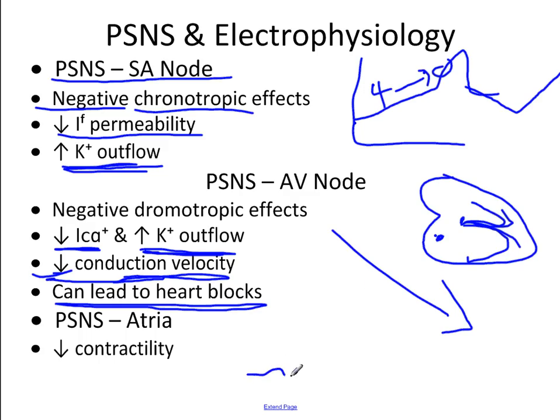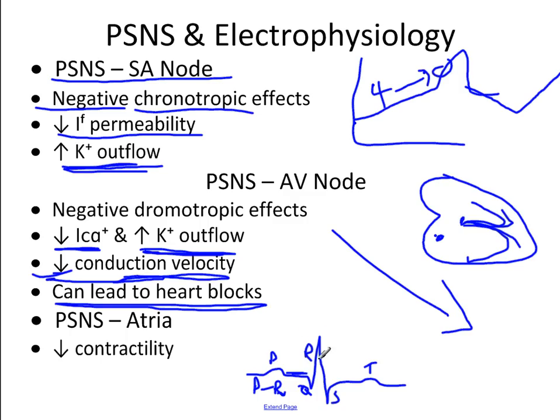So let's say we've got our P wave, QRS, and then our T wave. Remember your P wave is the SA node firing, the QRS complex would be the depolarization of the ventricles, and the T wave is repolarization of the ventricles. And remember that the PQ interval is this little flat line you see right here, which is basically the AV node holding up the action potential before it gets down into the ventricles.